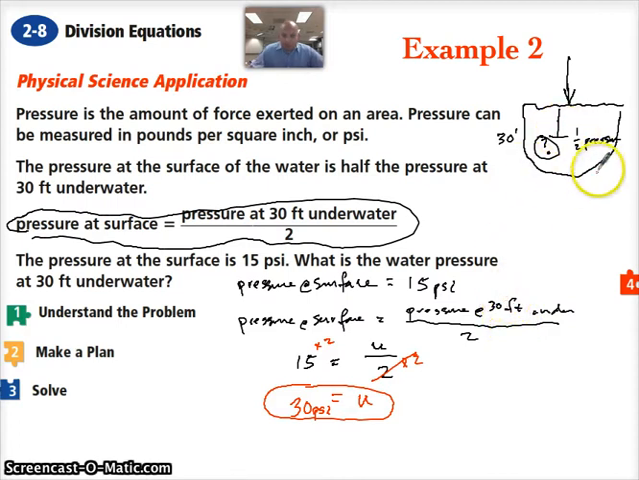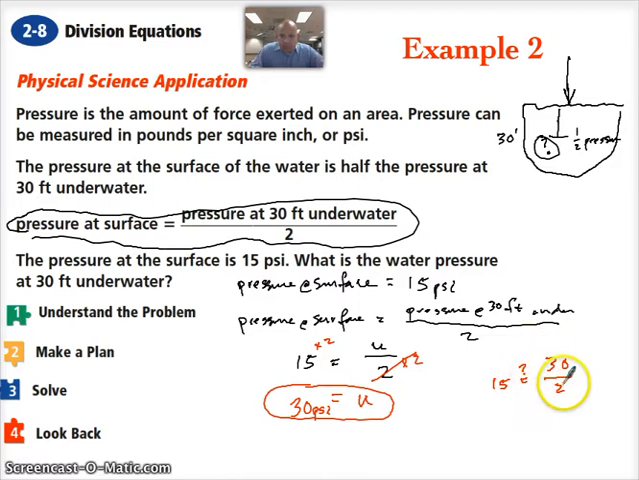So what's happening is there's more pressure underwater. Pressure increases here rather than at the surface. Now we're going to take a look back and see if that really is the answer. So if we put 30 divided by 2, will it equal 15? 30 divided by 2 is 15, so yeah, we've got a definite answer right there, 30 psi.